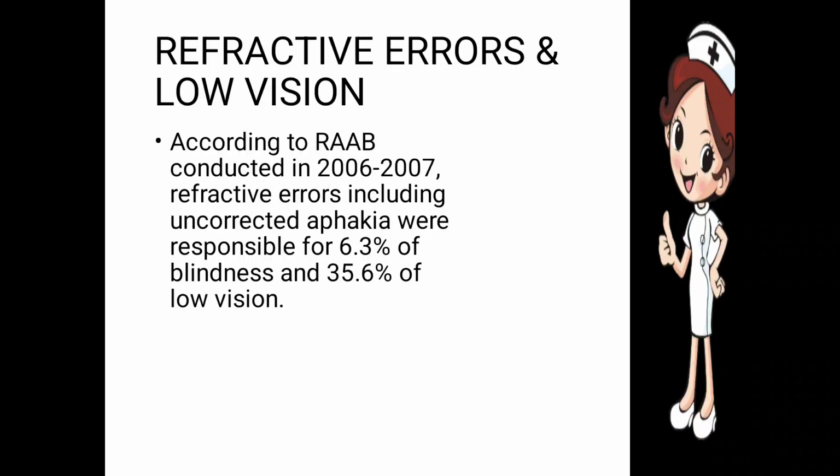Aphakia is basically the absence of the crystalline lens. While doing cataract surgery, the natural lens is removed and if the new lens is not placed in that area, the person becomes blind, which is responsible for the 6.3%. They have not put in the new, artificial lens after removing the old lens. So uncorrected aphakia's percentage was 6.3% for blindness and about 35.6% for low vision.